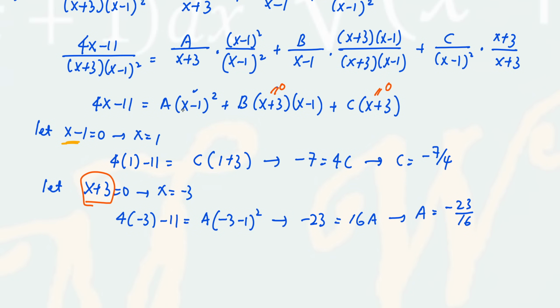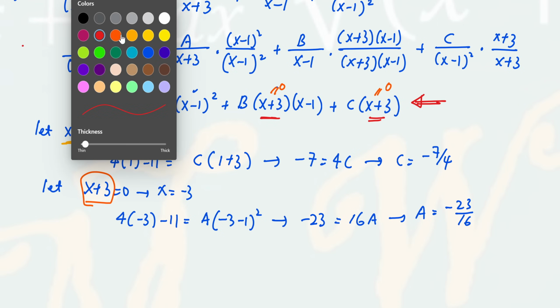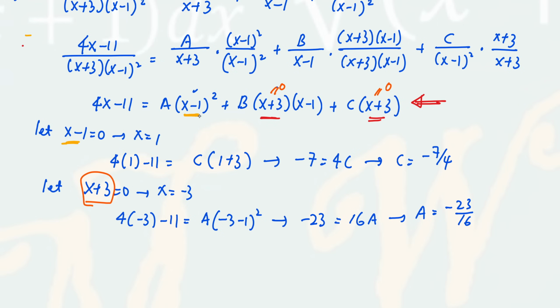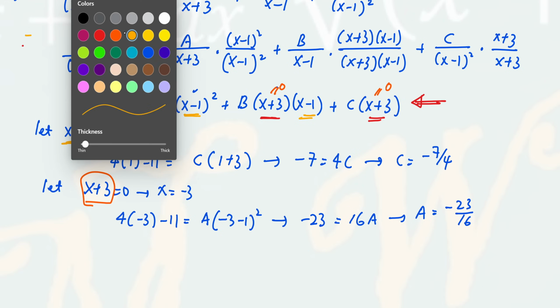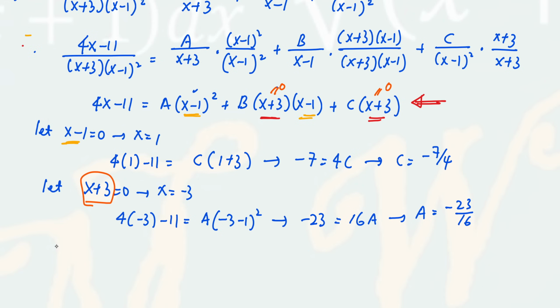Okay, now when you check this equation, just now I let x plus 3 be 0. And in the first step, I let x minus 1 be 0, which means we don't have other factors. But then we have one more unknown, b. So we need to find one more equation in order to solve that unknown. What to do now is you can just let x be any other number. I let it be 0.